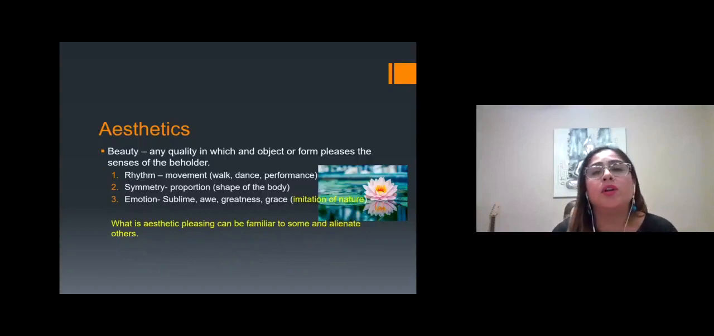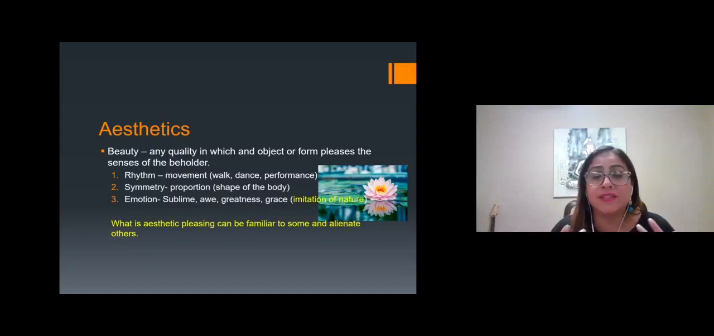First, let me explain, when you're looking at examples of aesthetics, in each group, it doesn't have to only be one. I want you to be able to identify it and express it, describe it. When we're looking at aesthetics, these are concepts of beauty, in which the object or form pleases the sense of the beholder. Beauty is described to have rhythm, such as movement. It could be dancing, the way the body moves, the way the body performs, etc.